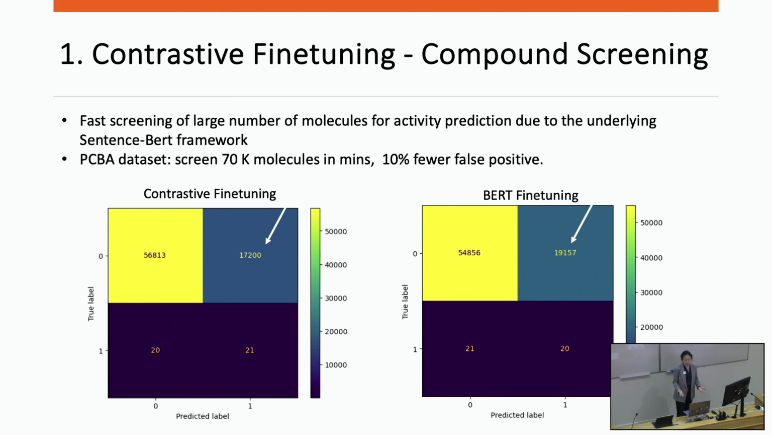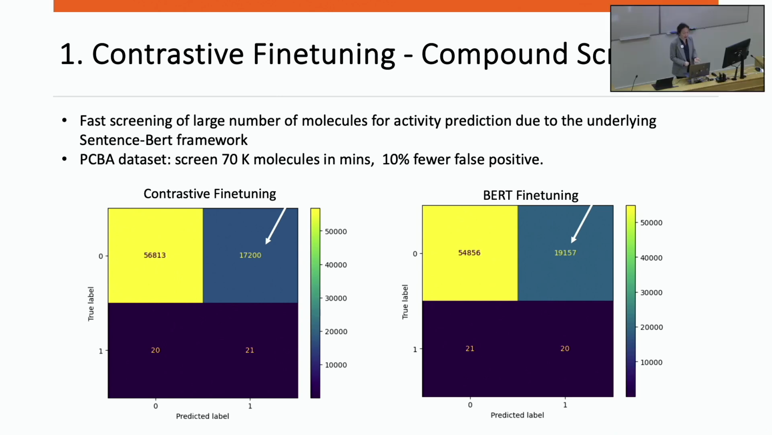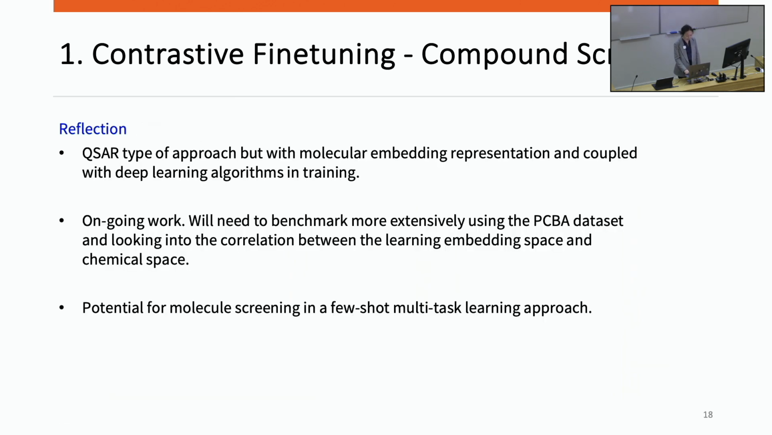As the model is very fast, we can do fast screening of a larger number of molecules. We used a data set from PCBA, just one target, with about 70K molecules, and we can screen those in minutes. It correctly identified 21 molecules out of the 41 total active molecules. The contrastive learning also gives slightly fewer false positives compared to standard BERT fine-tuning.